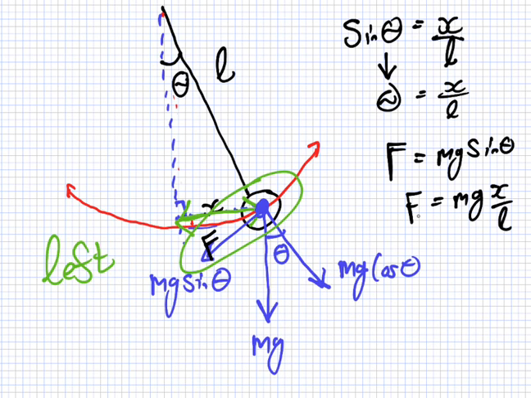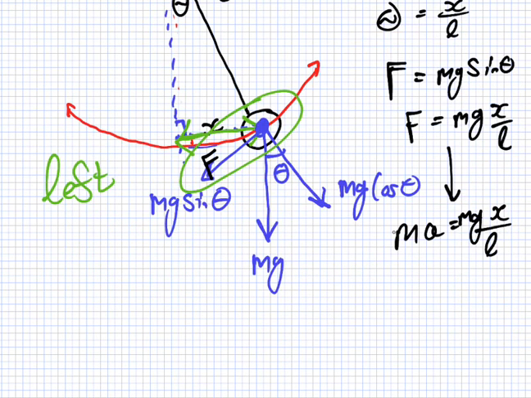Now what does F equal? ma. So you can say ma equals mg x over L. Now what can I do with the m's? They can cancel. So you have a equals g over L times x. L is the length of the pendulum.